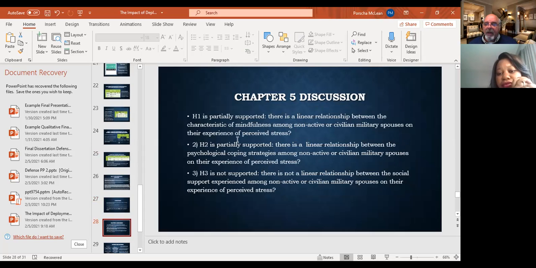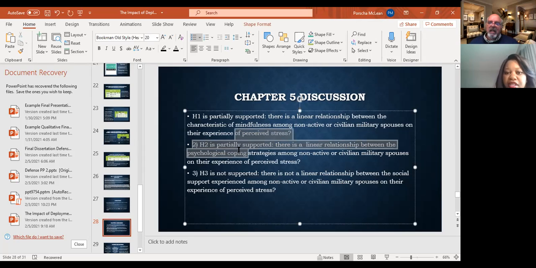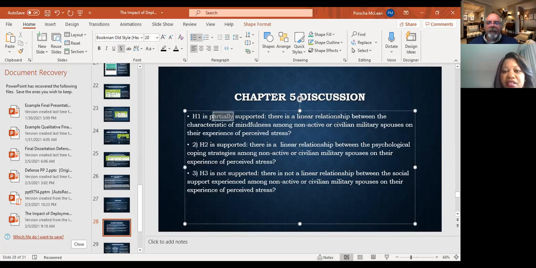H2 is partially supported. There's a linear relationship between psychological coping strategy among non-active military spouses and their experiences of stress. Okay, mindfulness yes, coping yes, and H3 no. Well, you're good. Now, don't say partially, because that's what I was going to ask you. It is supported, or it's not. I was thinking that because the numbers were kind of low.